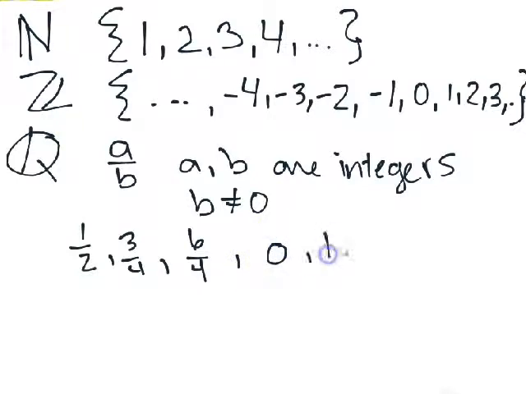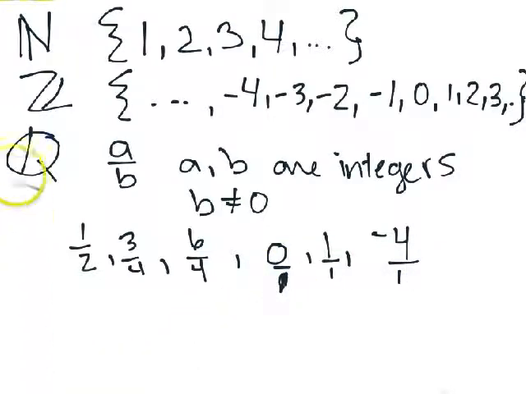Integers are also rational numbers. So for example, 1 can be written as 1 over 1, or 0 as 0 over 1, and -4 as -4 over 1. Those make them all rational numbers.